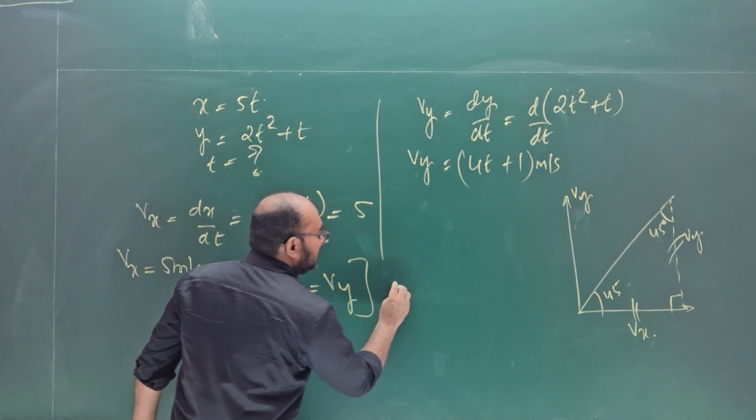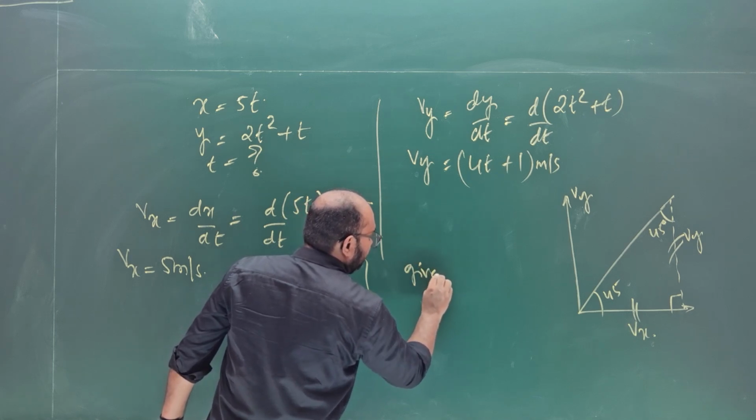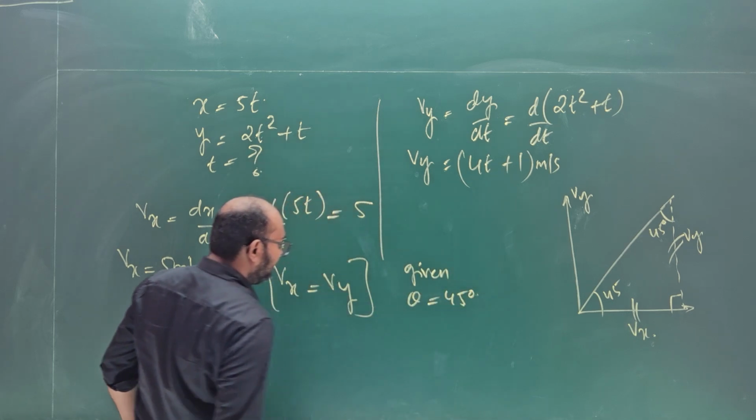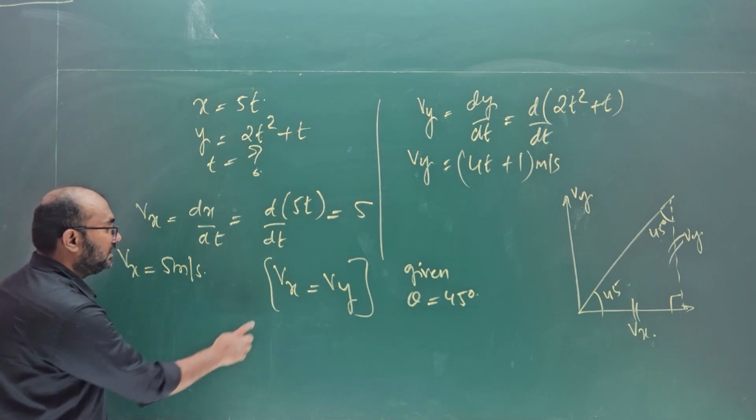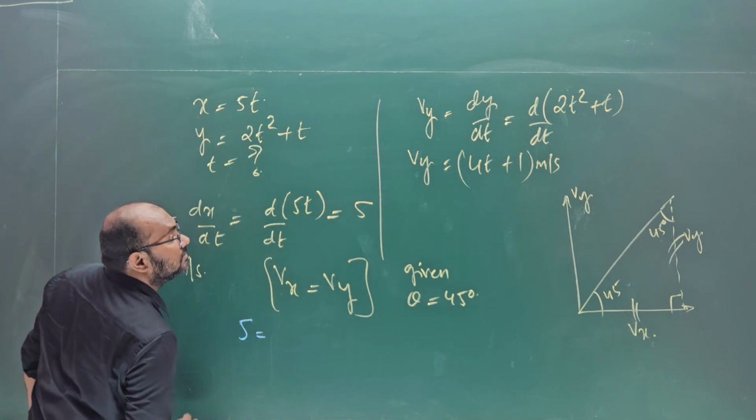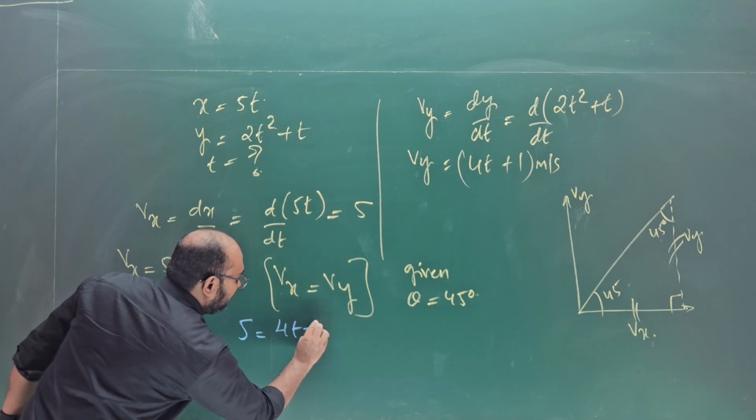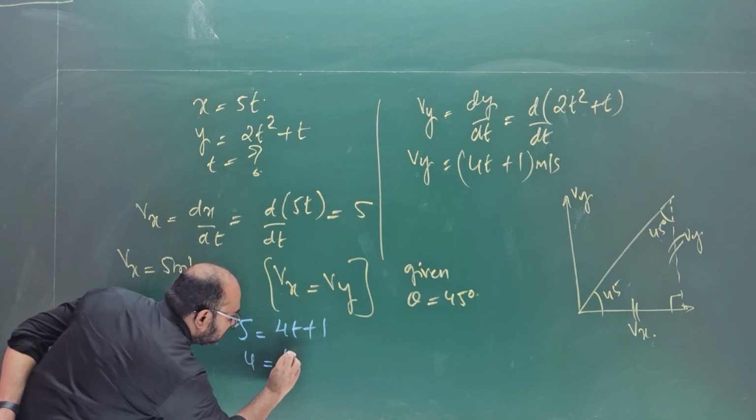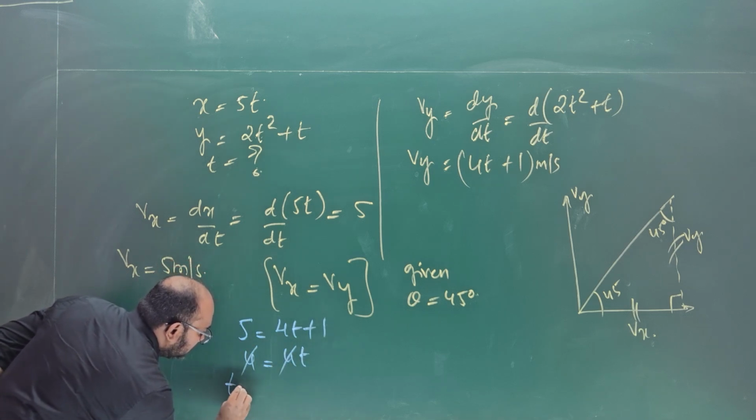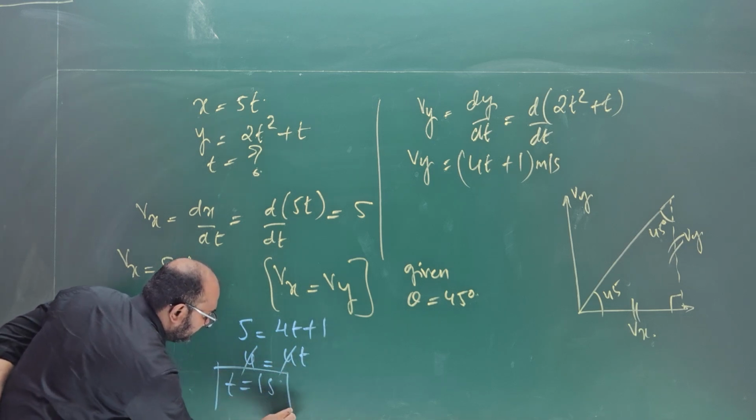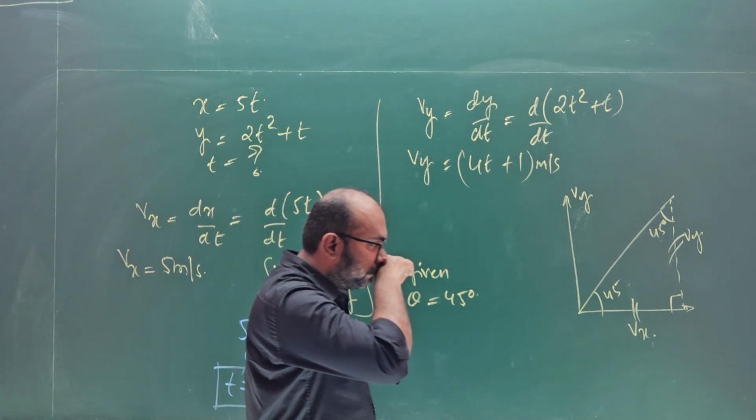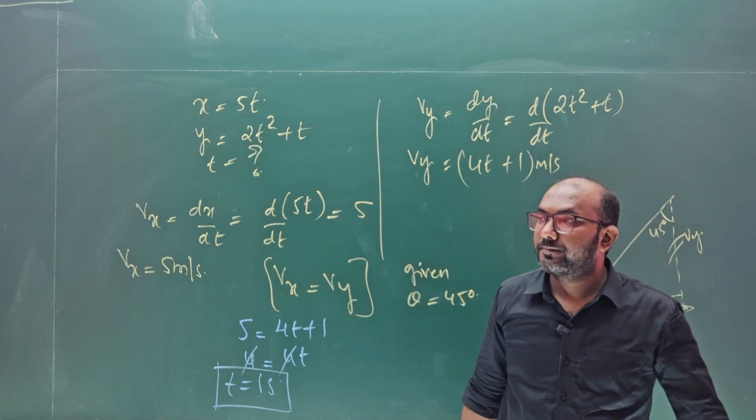Why are we doing this? Because the given theta made with the horizontal is 45 degrees. And Vx is 5, which is equal to Vy, 4t plus 1. So 4 is equal to 4t, so time is equal to 1 second. No one got the answer now? Excellent. Okay, shall I dictate the next question?